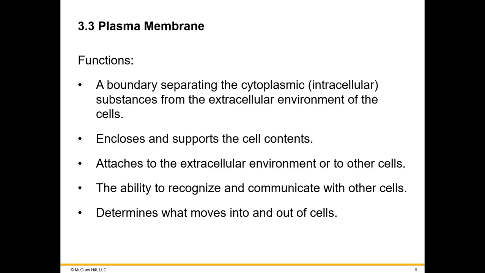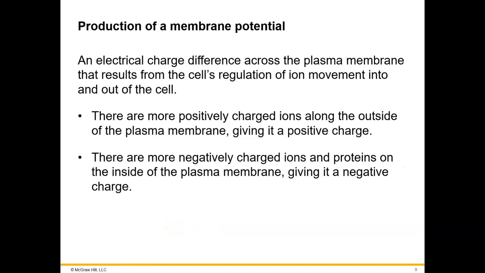Functions of the plasma membrane. Well, it functions as a boundary. So it encloses and supports the inside contents of the cell. It also attaches the cell to its surroundings, and it's able to recognize and communicate with other cells by binding to them and recognizing chemicals, that kind of thing. And the main thing is the plasma membrane determines what substances will move into the cell and what substances will move out of the cell.